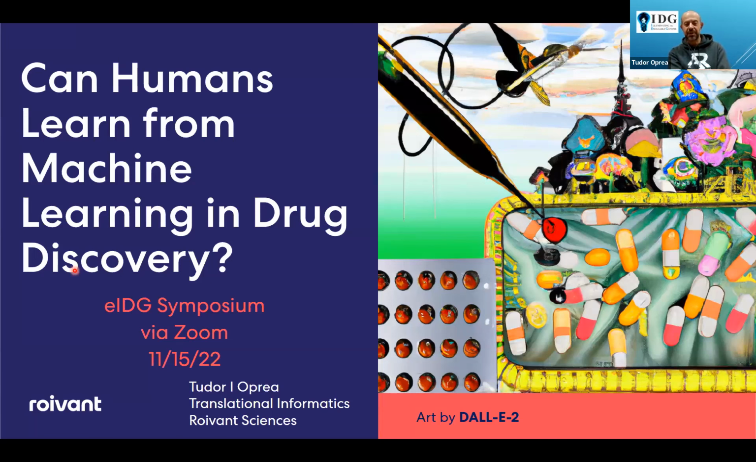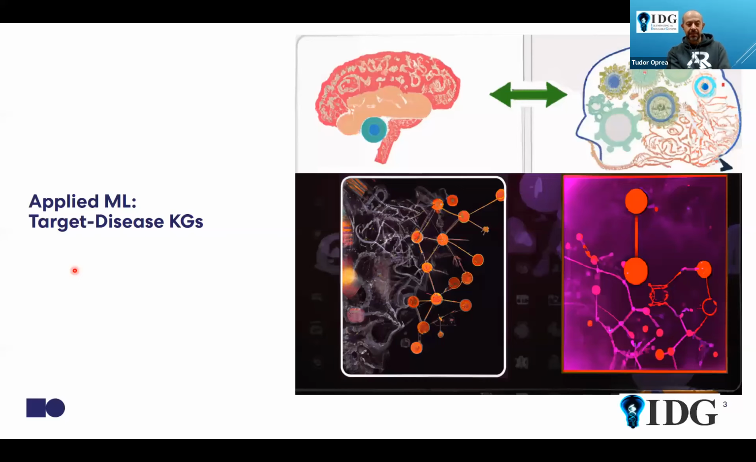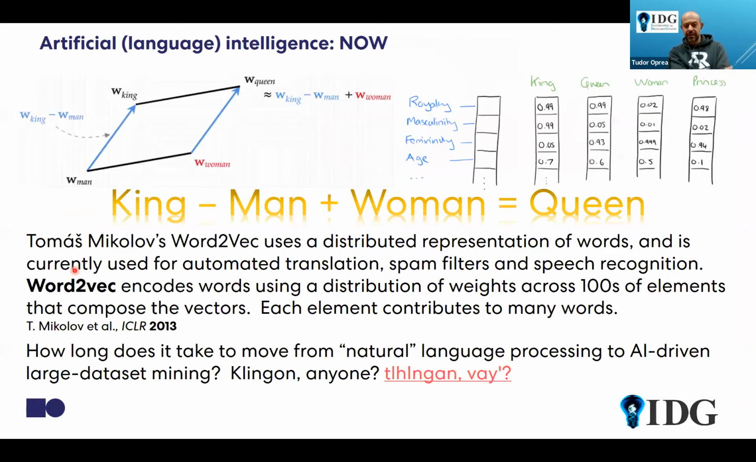So I think one of the answers to the question, can humans learn from machine learning in drug discovery, would be inspirational images, and I think we can learn from DALL-E 2 in this respect. First, I would like to focus on applied machine learning on target disease knowledge graphs, and this is work done at e-IDG. But before I do that, I want to put things in context.